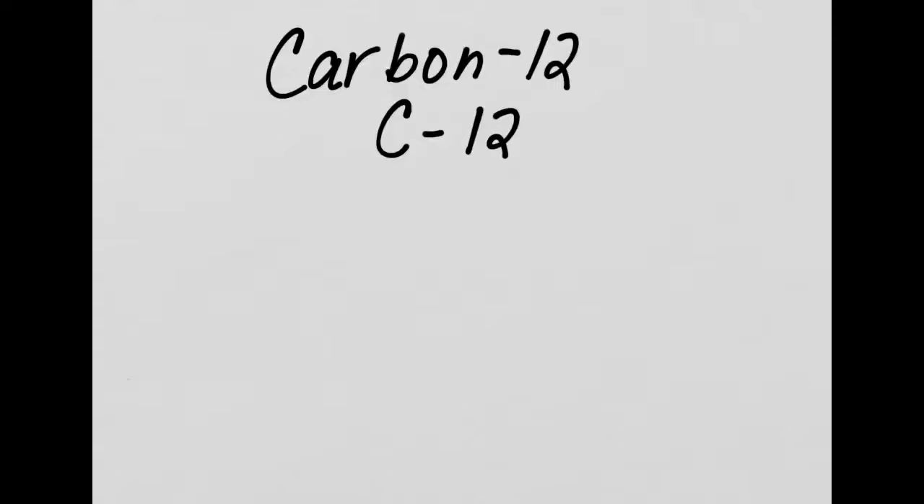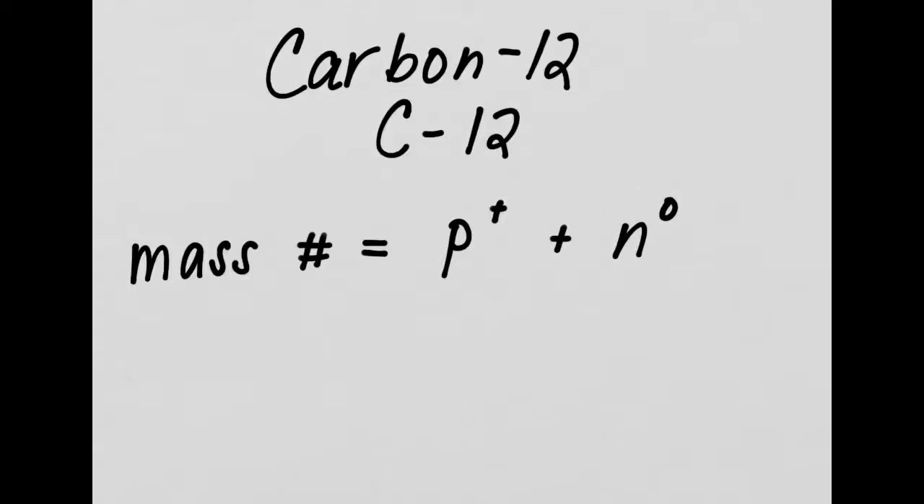When I say carbon-12, what I'm trying to tell you is that my carbon-12 isotope has a mass number of 12. When I talk about the mass number, what I mean is the addition, or the total value, of the mass of protons and neutrons. So let me show you that. My mass number is going to be equal to the value of my protons and the value of my neutrons put together. So the mass number for carbon-12 is going to be 12.